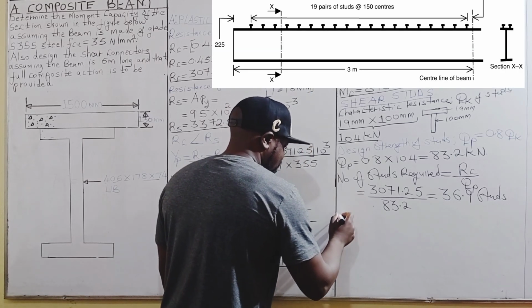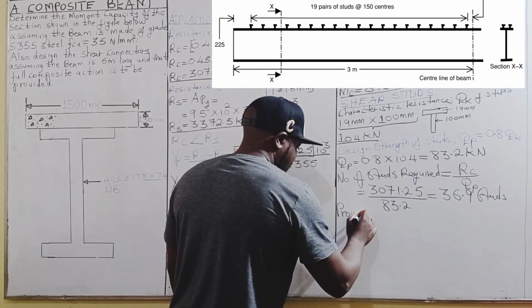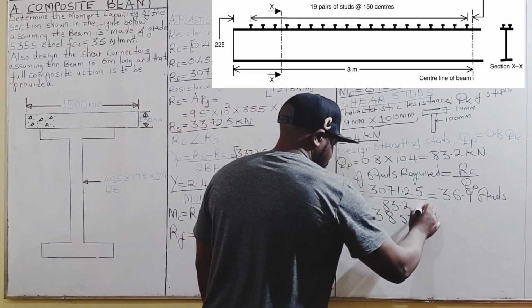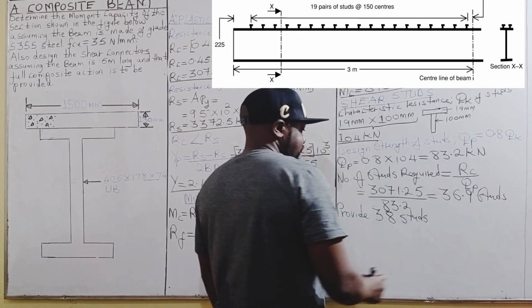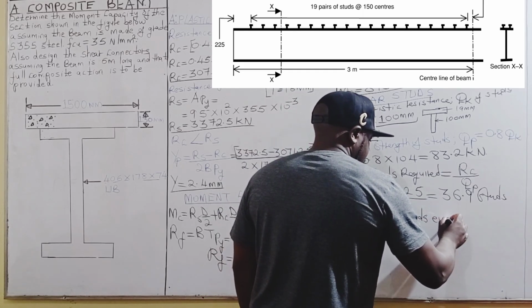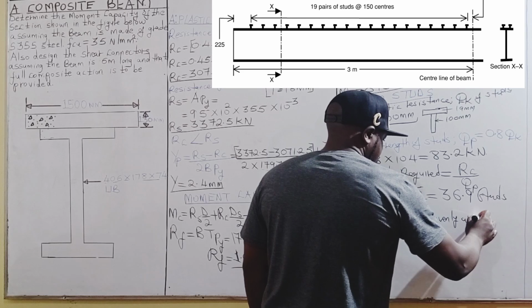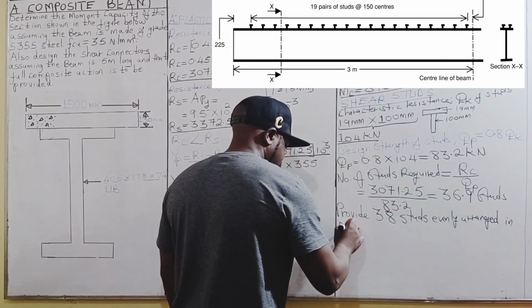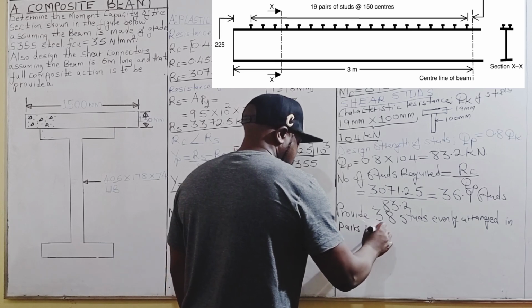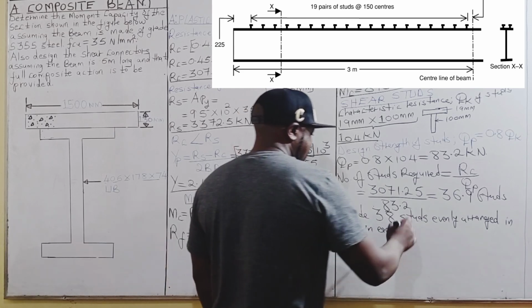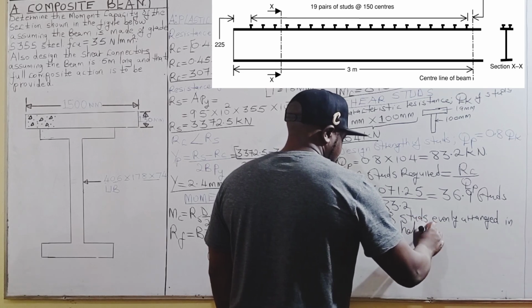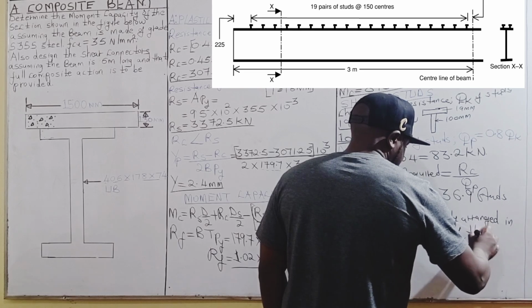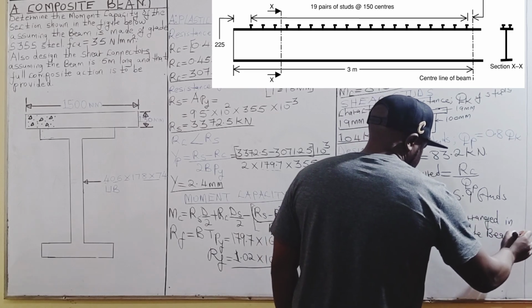Therefore, we are going to say this: provide 38 studs evenly arranged in pairs in each half span of the beam.